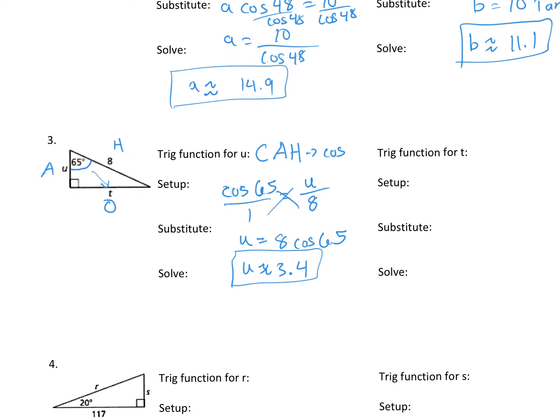Let's find t. T is O. And I'm given my hypotenuse. That's a given. So I need SOH, or sine. I'll set this up. Sine of 65 over 1 must equal opposite, which is t, over hypotenuse, which is 8. Cross multiply. T is then 8 times sine of 65. Plug that into my calculator. T should be about 7.3.